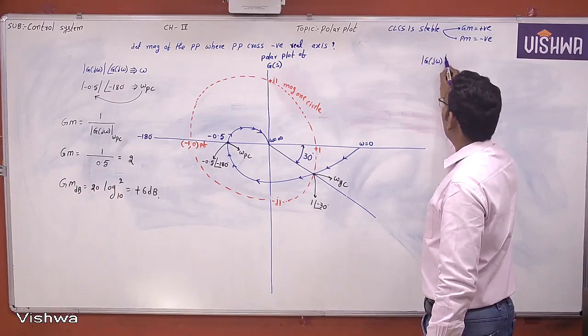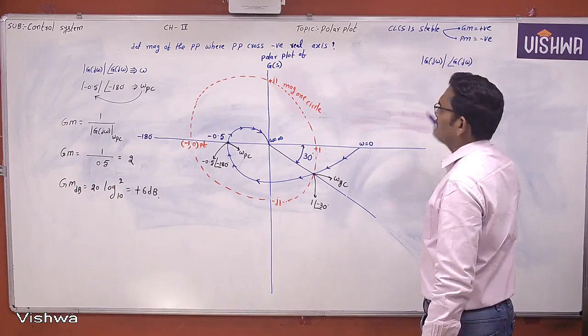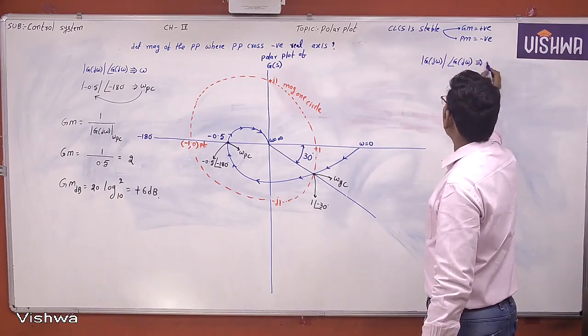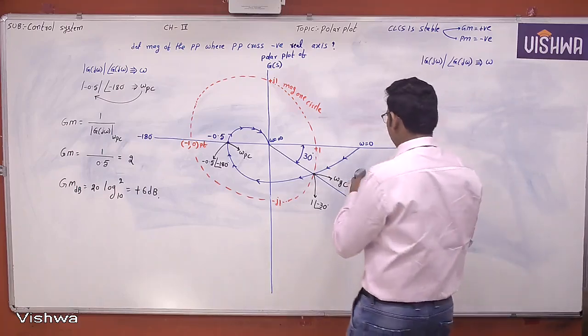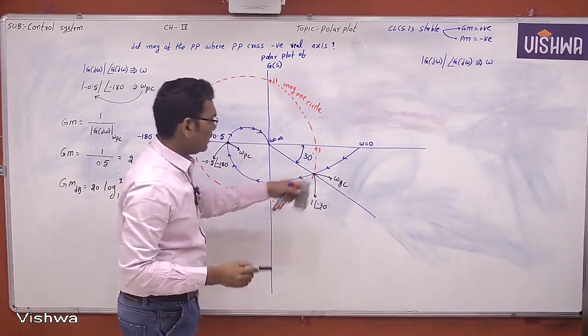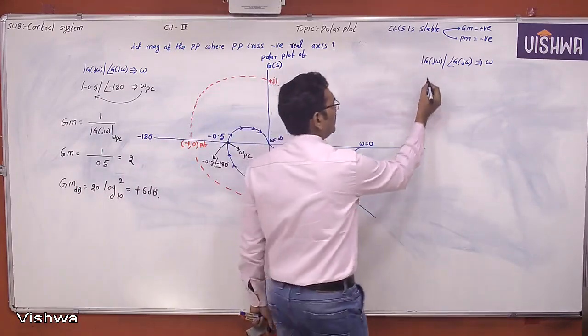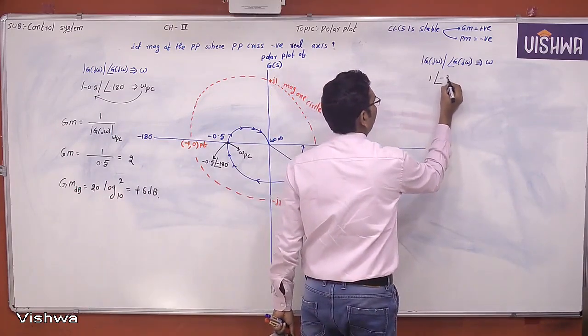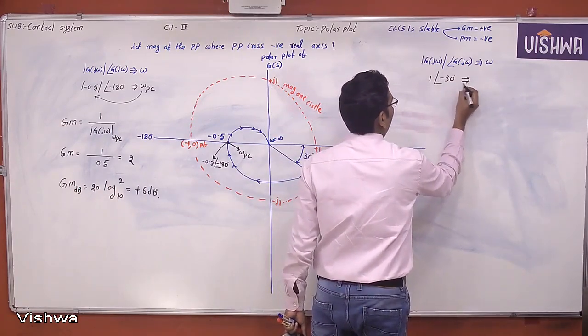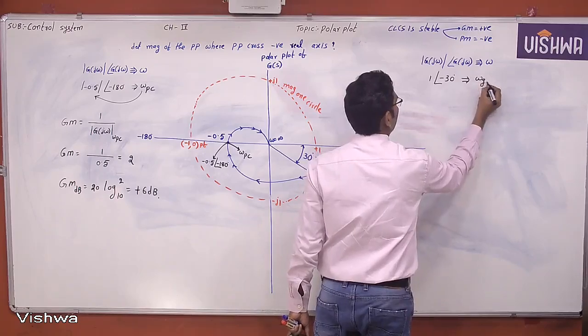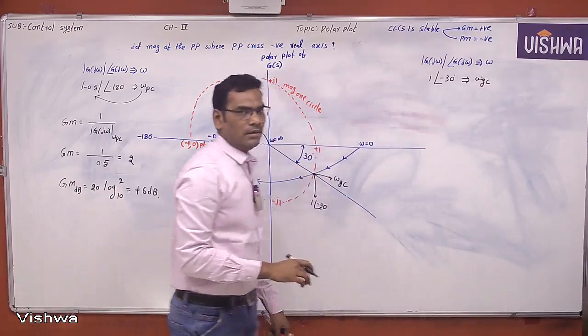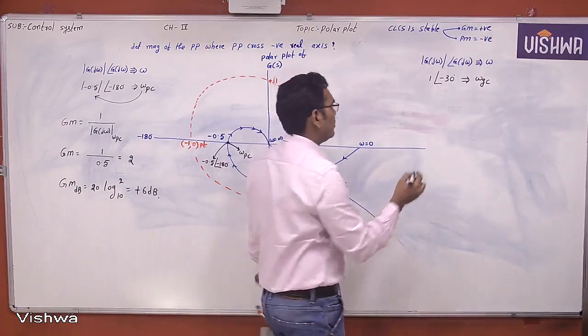Magnitude of open loop transfer function. Phase angle of open loop transfer function at some particular frequency. What is the magnitude? This relation I can take. Magnitude is 1. Phase angle is minus 30 degrees. When magnitude is 1, this particular frequency is called the gain crossover frequency. I am not interested in the gain crossover frequency.